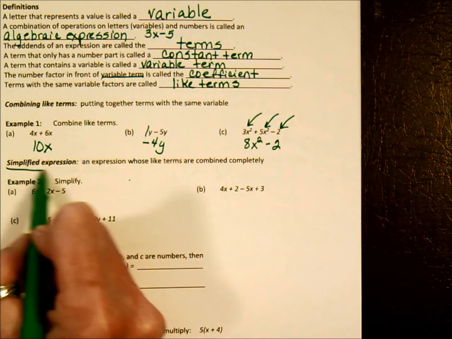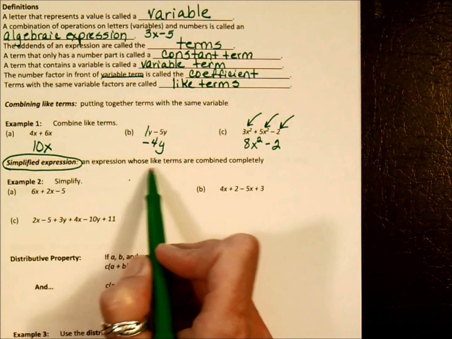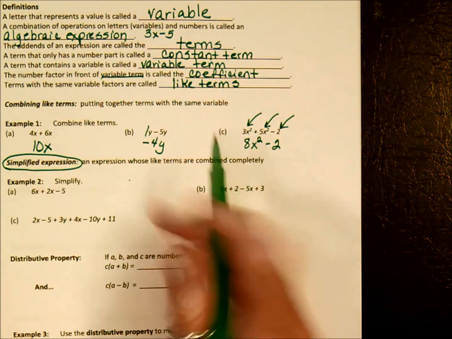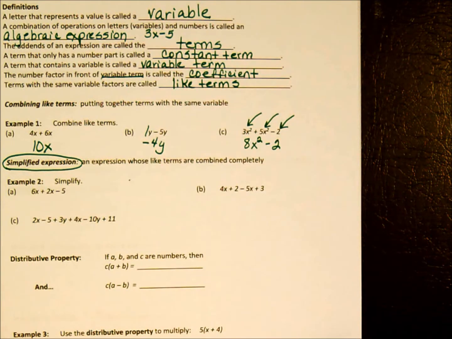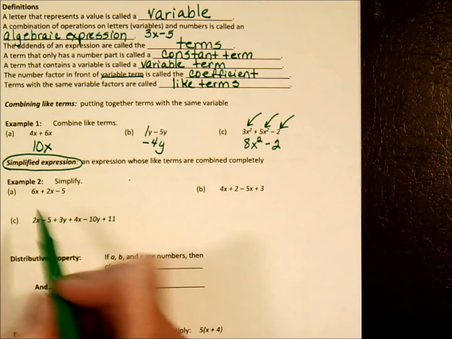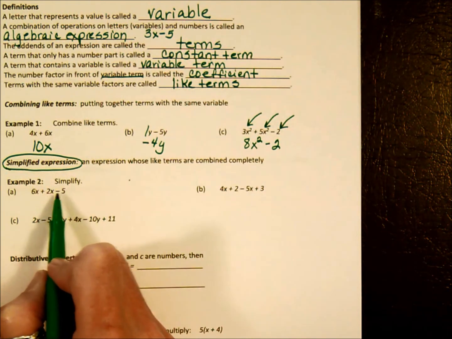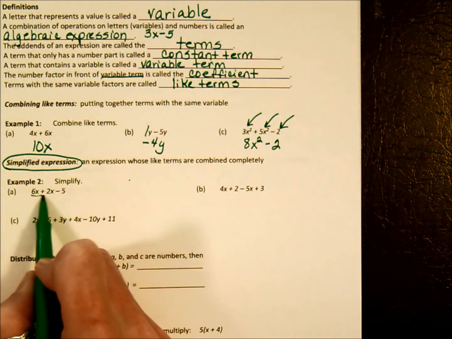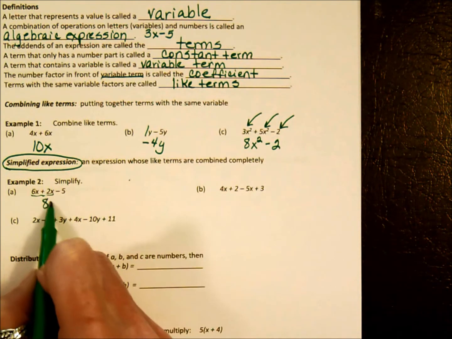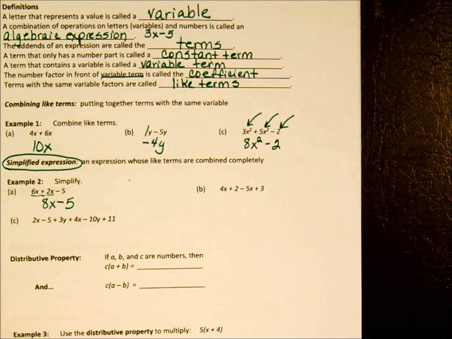And that brings us to this. A simplified expression is an expression whose like terms have already been combined completely. So this is simplified up here. Let's look at example 2a. 6x plus 2x minus 5. The first two are like, that makes 8x, but the negative 5 is not like. Don't think that makes 3x because it doesn't.